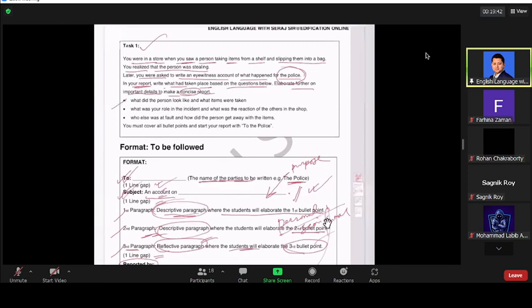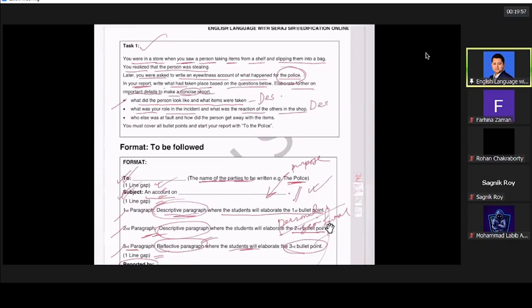First bullet point, what did the person look like and what items were taken? So it's a descriptive paragraph. What was your role in the incident? And what was the reaction of the others in the shop? It's also a descriptive paragraph. Finally, who else was at fault and how did the person get away with the items? Definitely it should be a reflective one.